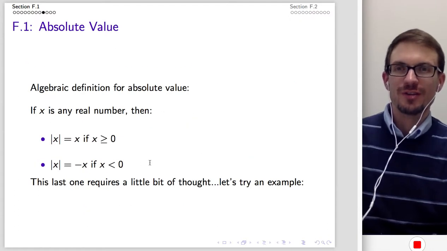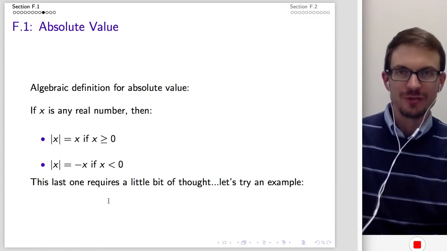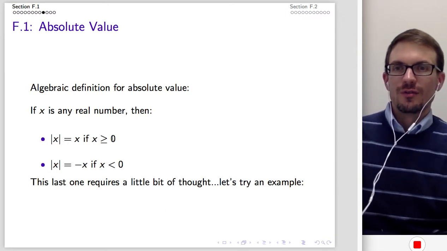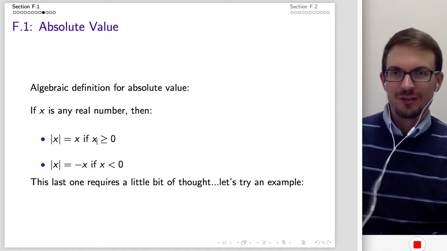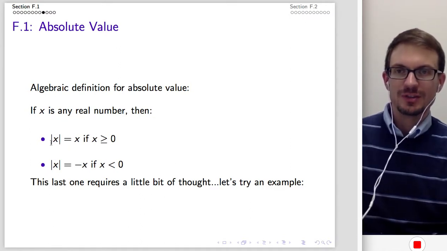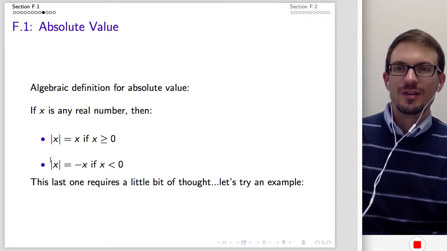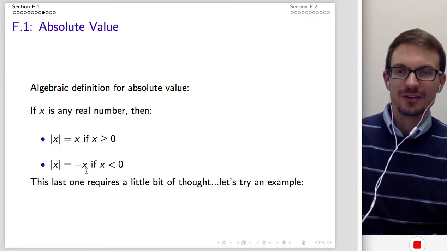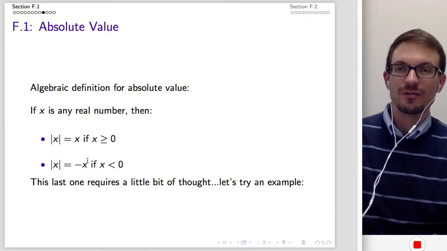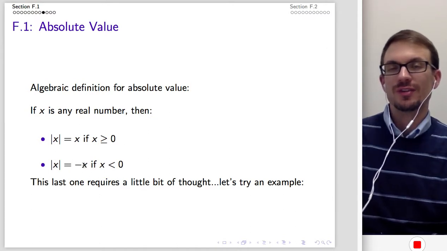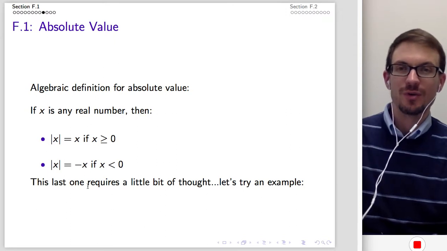Okay, so the algebraic definition for absolute value comes from the absolute value function that I showed you a second ago. For values that are positive, the absolute value is just itself. If x is positive, the absolute value of x is x. Now what if x is negative? Then the absolute value of a negative x is going to be the opposite of that negative x, which must be a positive, because we're assuming x is negative. This is like negative 2, negative 3, negative 4. We need to take the opposite of all those things to make it a positive 2, positive 3, positive 4.